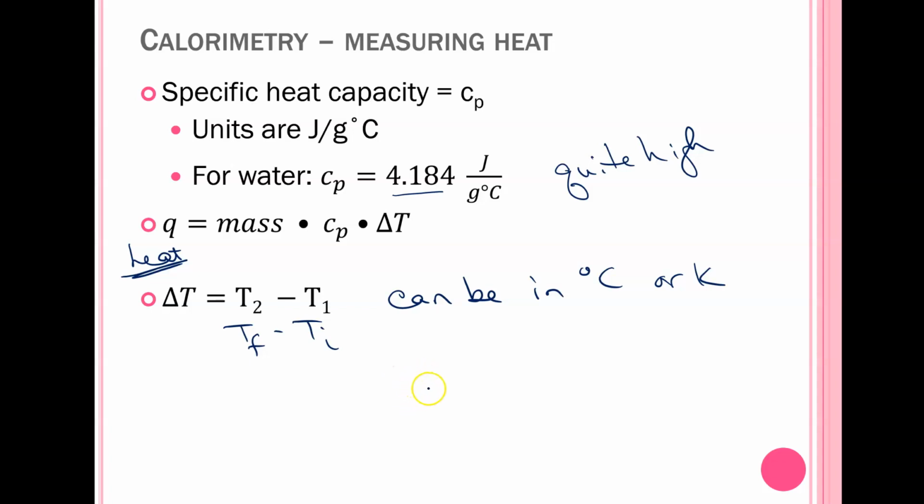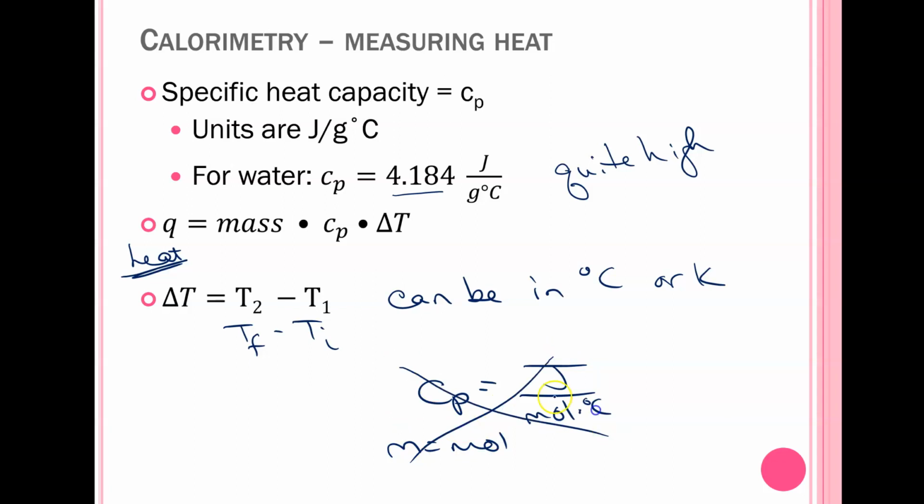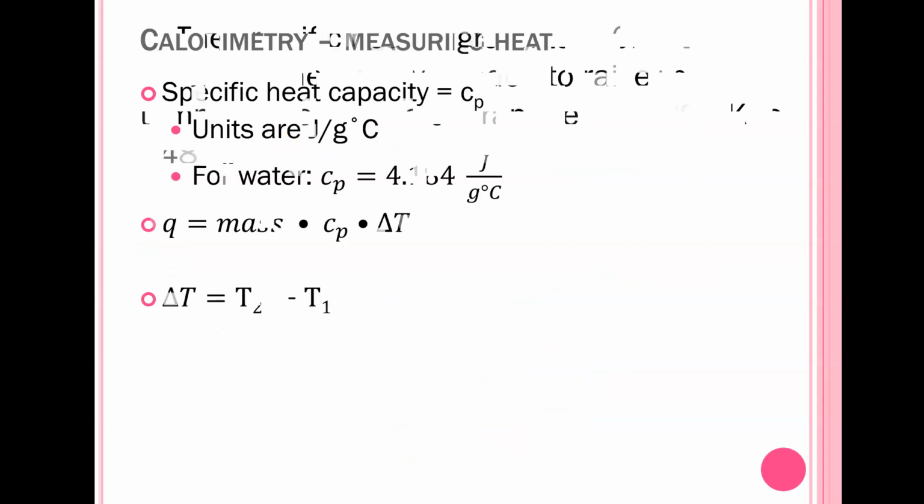It is also possible you could see specific heat in terms of joules over moles degrees Celsius, in which case the M has to be in moles to make it work. You're not going to see that very often. Most often it's this. So, sample problems.